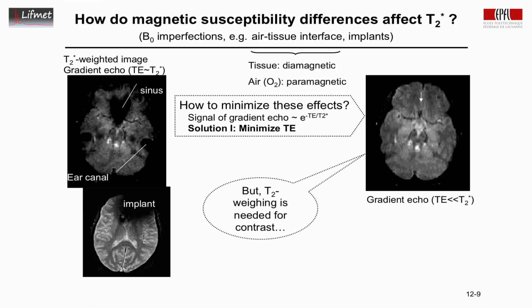However, we actually want to have T2 weighting to obtain contrast. We still want to be able to see tissue contrast. So this solution is not applicable. And here comes the second solution that we will discuss now, and that is to use spin echo, which eliminates the effects of static field inhomogeneity. This is now coming up.